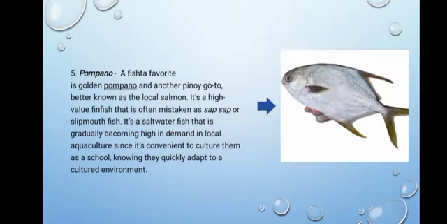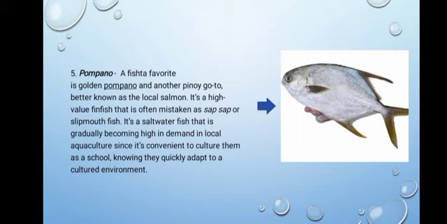So, the fifth is pampano. Pampano is a favorite, golden pampano. Another Pinoy go-to, better known as the local salmon. It is a high value fish, a saltwater fish that is gradually becoming high in demand in local aquaculture, since it is convenient to culture them as a school, knowing they quickly adapt to a culture environment.